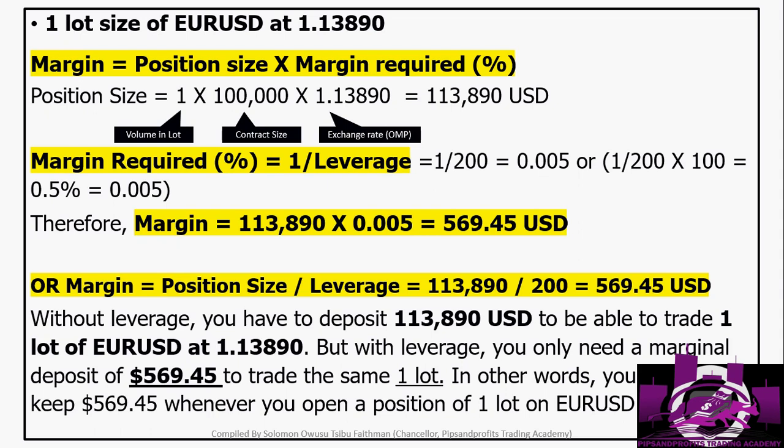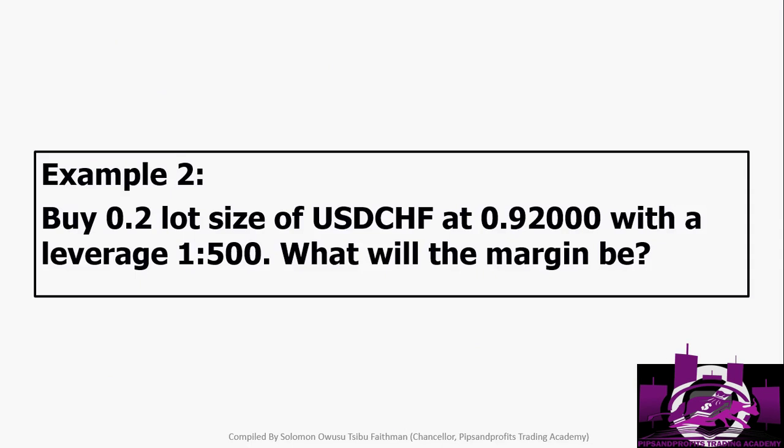Okay, so without leverage, you are supposed to deposit $113,000. But with leverage, you are going to deposit only $569. In other words, your broker will keep that $569.45 whenever you open a position of one lot on Euro USD at that particular price level.